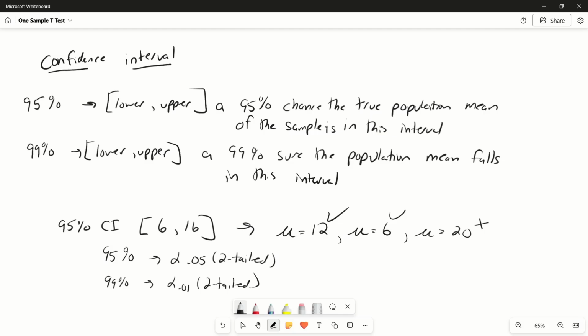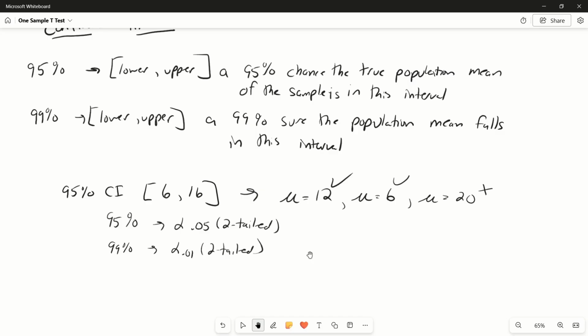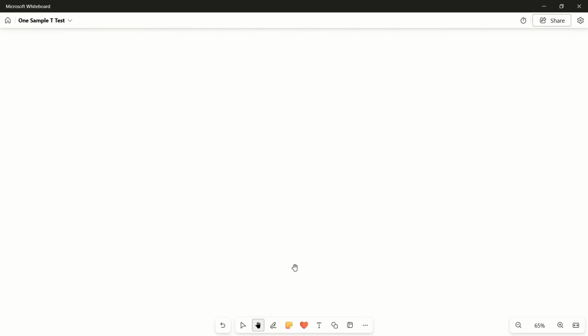So let's take a look at how to compute a confidence interval. I'm just going to use a slightly different formula. Remember that the confidence interval is always going to use a t-value if we're using t. That t-value is always two-tailed, and the value for t is always going to be positive for the confidence interval. So let's take a look.